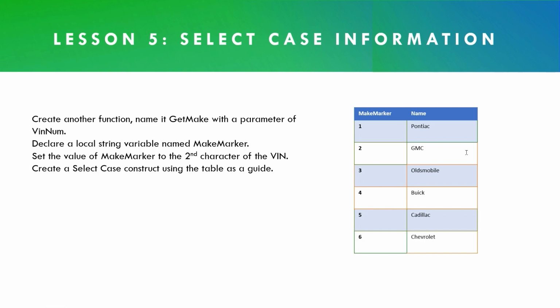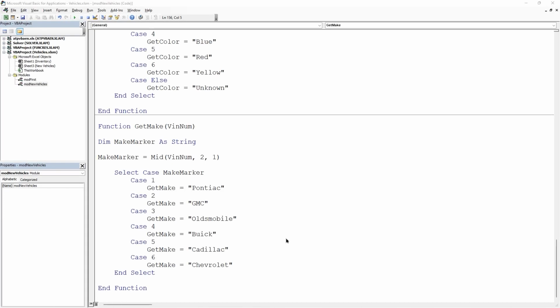So now you're going to have an opportunity to create another function totally on your own. The information you need for it is on this slide. You can pause the video while you're working on this, and when you're done, I will show you my code. And now you can see my getMake function, so you can compare it to your own.